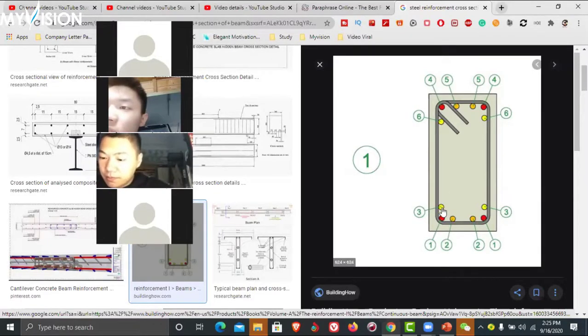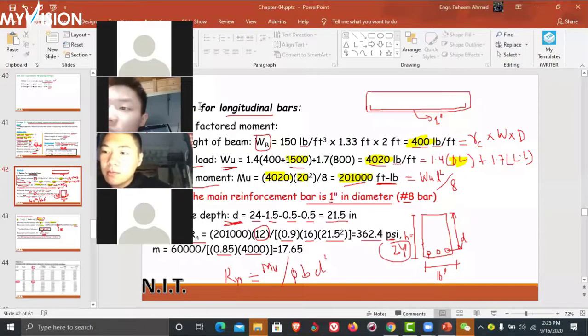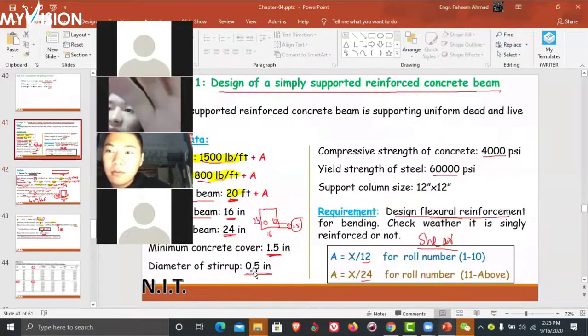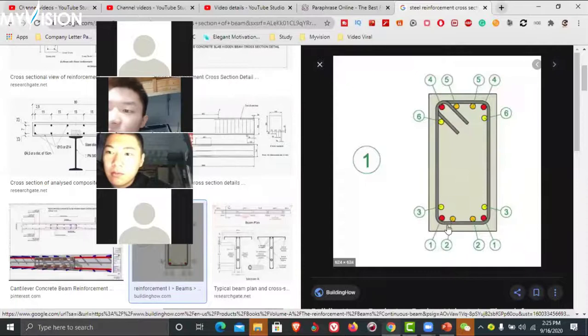And can you see these red and yellow circles? These are flexural reinforcement. The diameter of shear reinforcement is 0.5, which is given in the question. You can see it is given over here: 0.5 is the diameter of the stirrup. So we need to subtract this diameter when we are calculating the effective depth of the steel. Clear now?